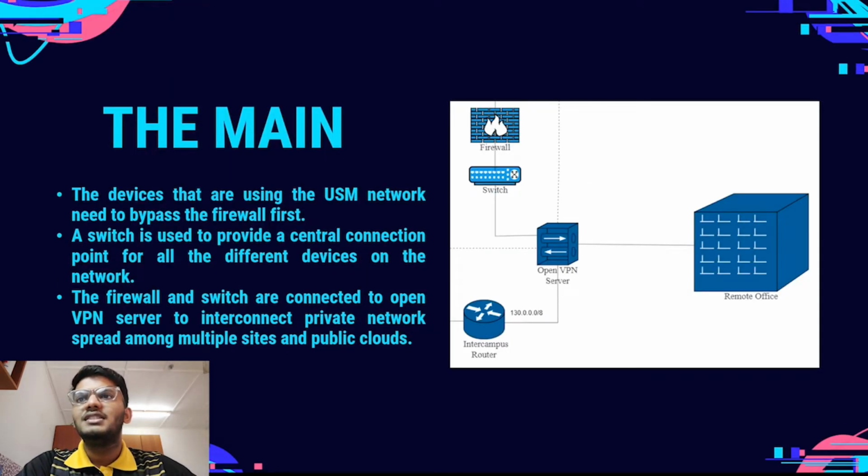In this slide, you can see that the devices that are using the USM network need to bypass the firewall first. The firewall monitors and filters incoming and outgoing network traffic based on previously established security policies of the USM campus. The switch is used to provide a central connection point for all the different devices on the network. The firewall and switch are connected to the OpenVPN server to interconnect private networks that are spread among multiple sites and public clouds. We have also connected our network to a remote office in case a device wants to access the network from a remote place.